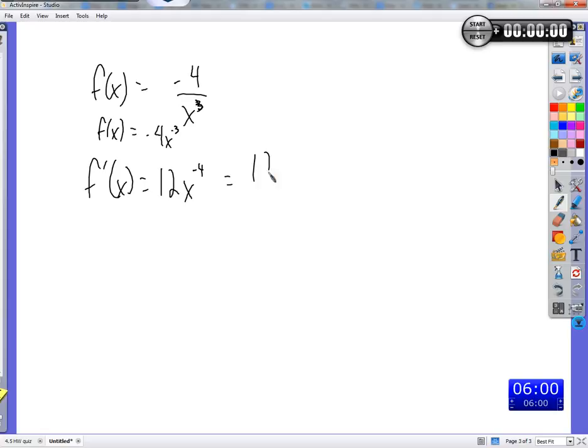So we could do 12 over x to the 4th. Okay, so there's the derivative. Let's see, right now what's it asking us? Find the slope of the graph of the function at the given value. Well, the derivative is a function, a formula, whatever you want to call it, that tells you the slope for any values. If you know all the values that go into this expression, then it will tell you the slope. And we do. We know that that is 6.